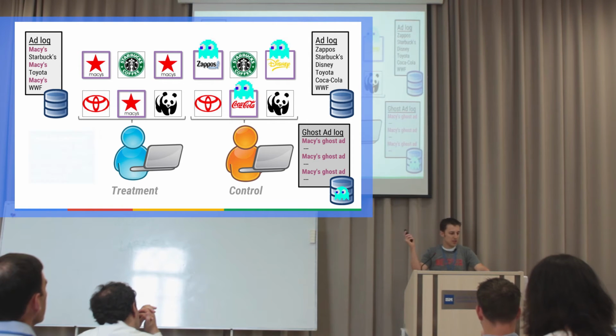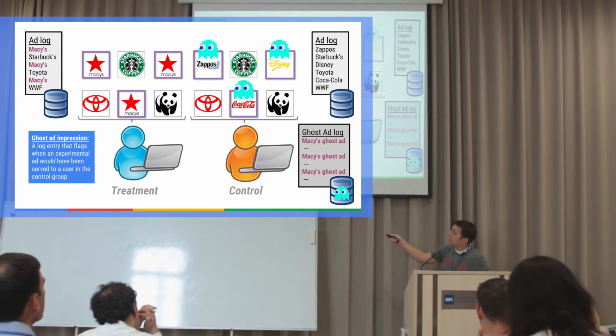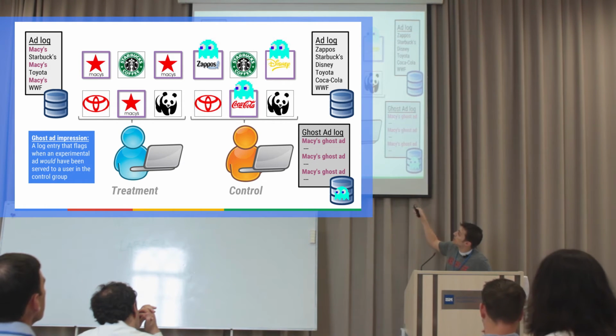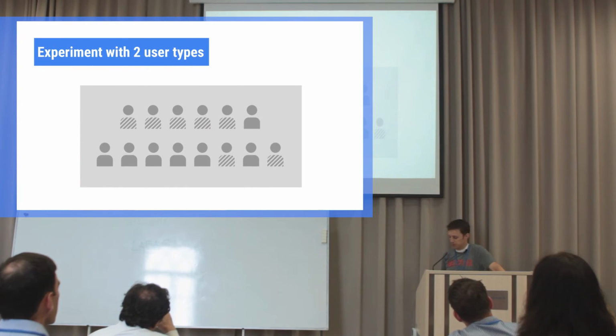All right. So anyway, the bottom line is that ghost ads is a log entry that flags when an experimental ad would have been served to a user in the control group. So it tells us this information, so then we can compare the Macy's information to the Macy's ghost ad information. All right. So then there's another challenge with PSAs, and this can be resolved through some technologies, but the vanilla way you would try to approach running an experiment is never going to work with standard technology.